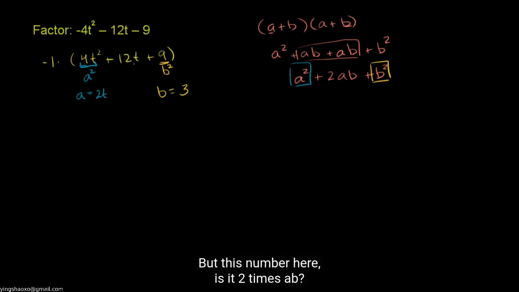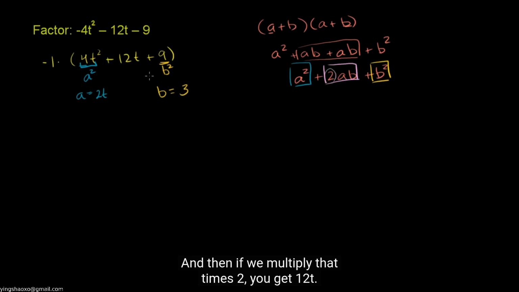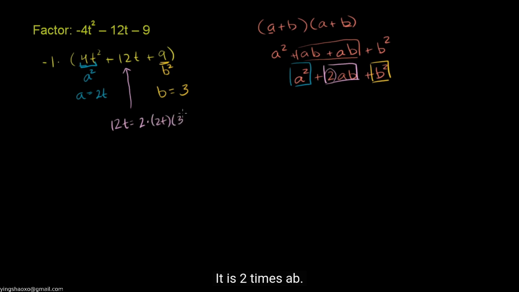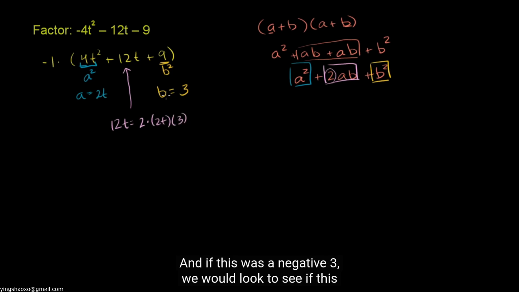But this number here, is it 2 times ab? That's the middle term that we care about. Well, if we multiply 2t times 3, we get 6t. And then we multiply that times 2, you get 12t. This 12t is equal to 2 times 2t times 3. It is 2 times ab. And if this was a negative 3, we would look to see if this was a negative 12. But this does work for a positive 3. So this does fit the pattern of a perfect square.